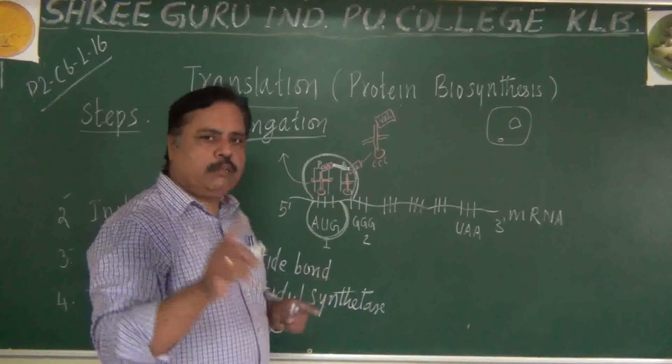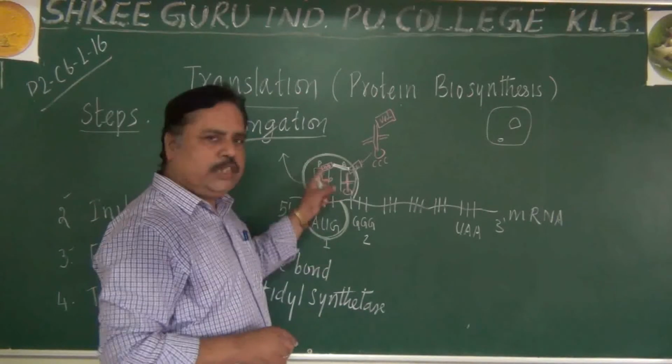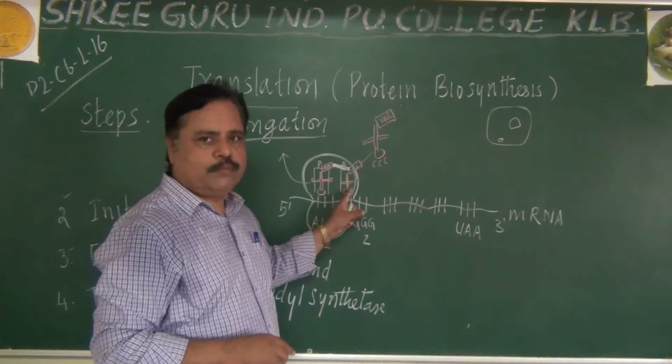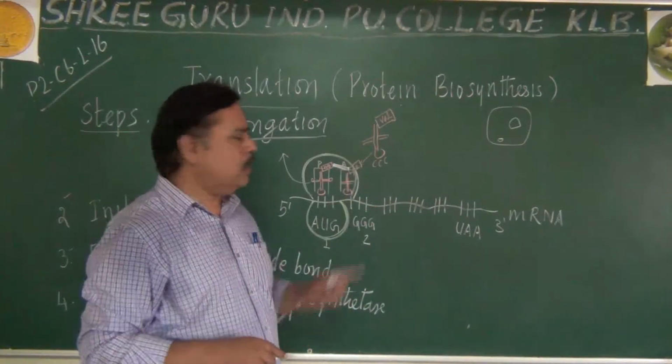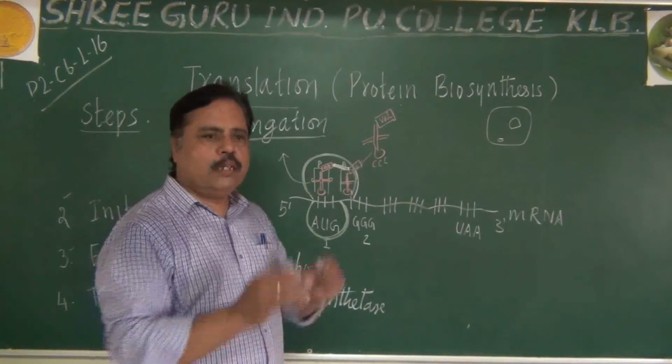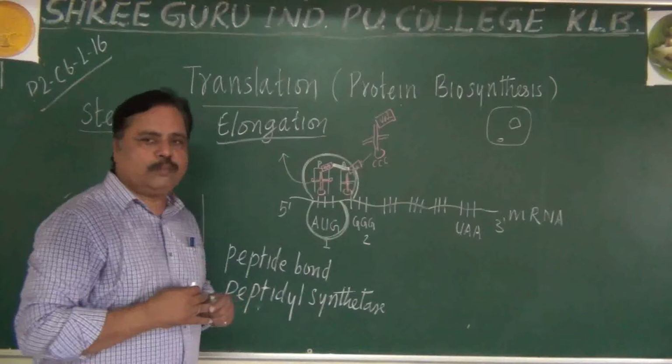Now the P site becomes vacant. Do you get my point? First, in the initiation, the A site was vacant. In elongation, the P site becomes vacant. How is it vacant? Its amino acid has been bonded with the second amino acid.